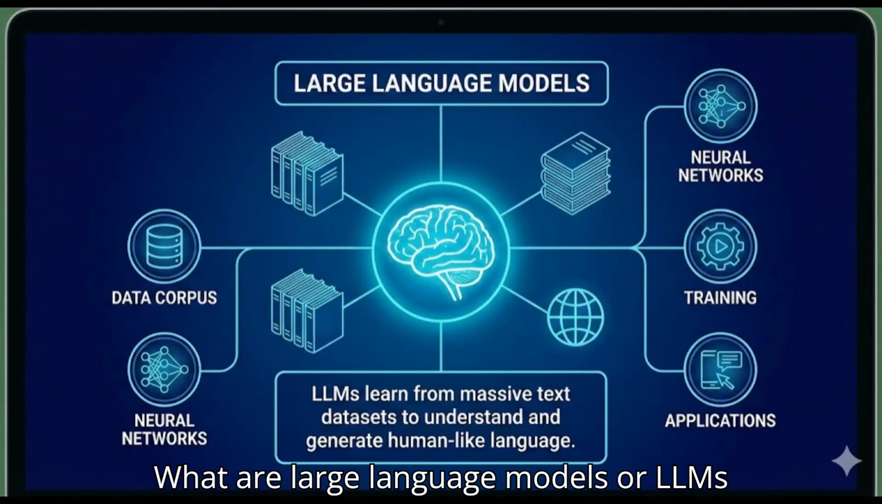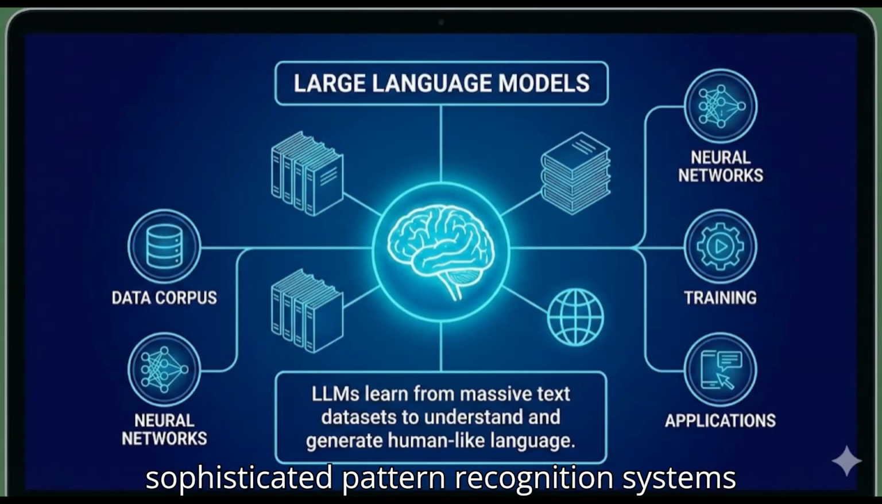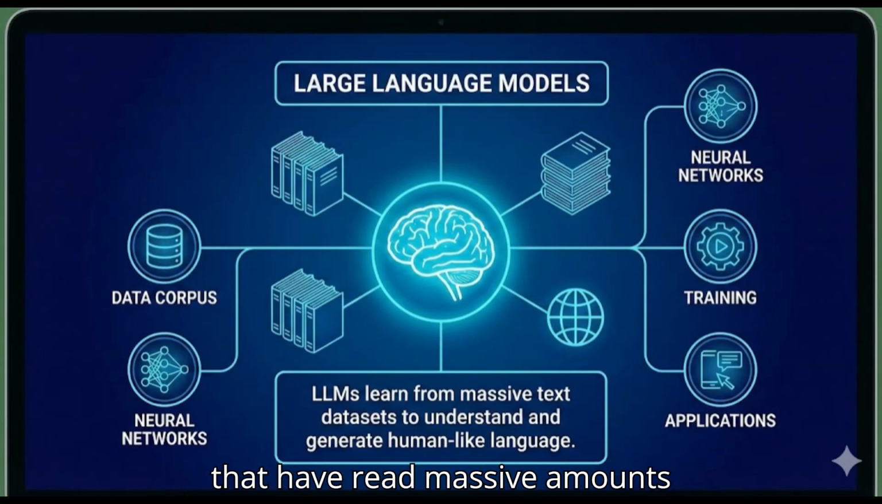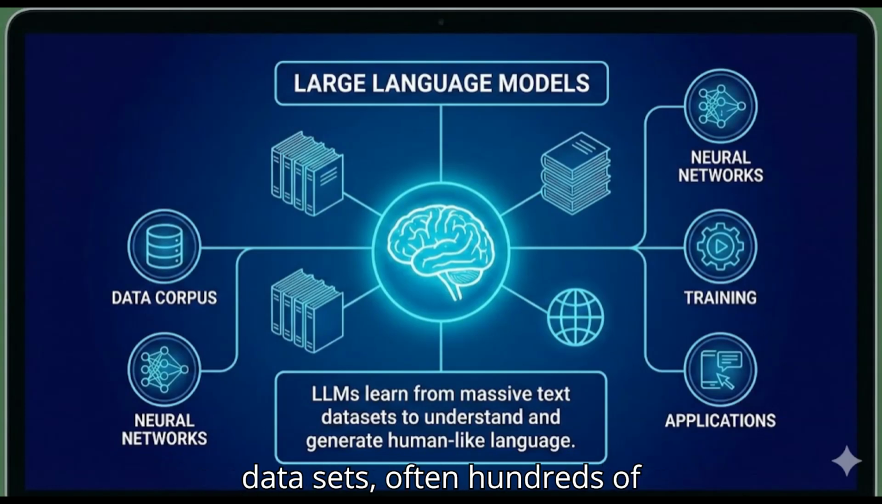Understanding large language models. What are LLMs? Large language models are AI systems trained to understand and generate human-like text. Think of them as incredibly sophisticated pattern recognition systems that have read massive amounts of text from the internet, books, and other sources. The "large" in LLMs refers to two things: billions of parameters, adjustable values the model learns during training, and enormous training datasets, often hundreds of billions of words.